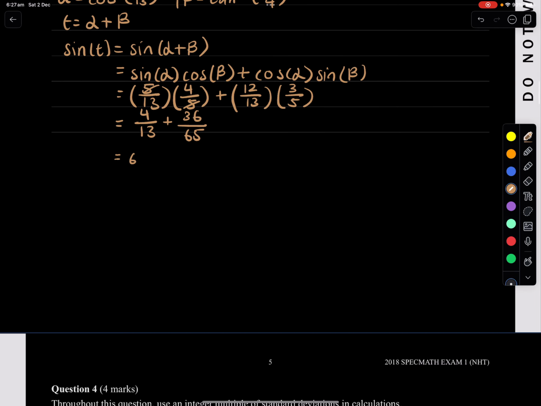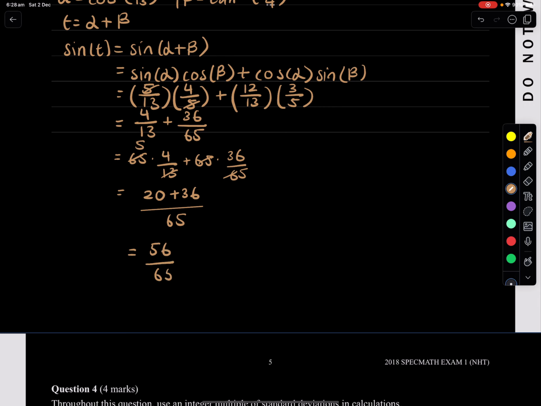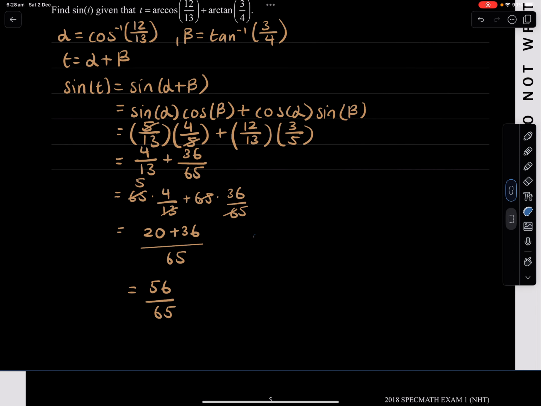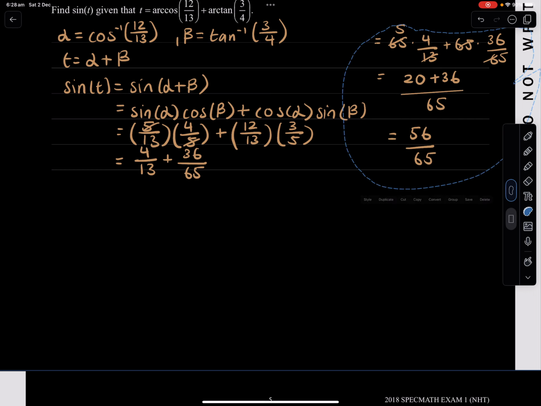If I multiply by 65 on both sides, so 4 over 13 and 65 over here, 36 over 65, what do we get? Well, it goes 5 times in there, so 5 times 4 is 20. This goes 1, so plus 36, all divided by 65, which is 56. Yeah, 56 over 65. That's your answer for that one. We can actually put that down here. That's it.